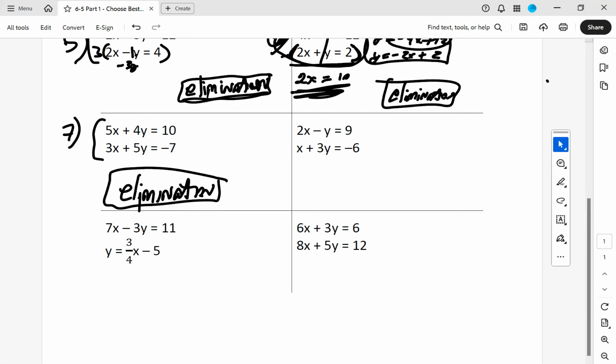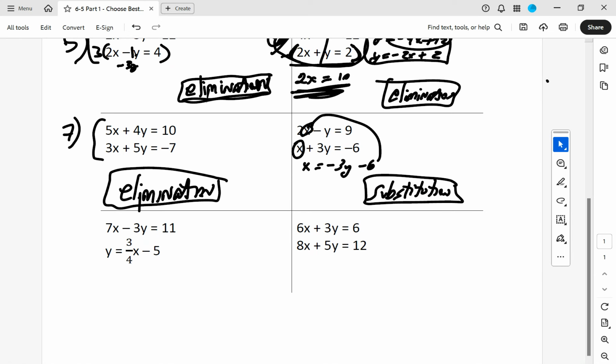And on the next one, up here we have an x equals, so we would just move the things over. This would become x equals negative 3y minus 6, and then we plug that in over here. So in this case, substitution is better, simply because the coefficient of one of the variables is a 1. That's the clue we're looking for that makes a substitution.